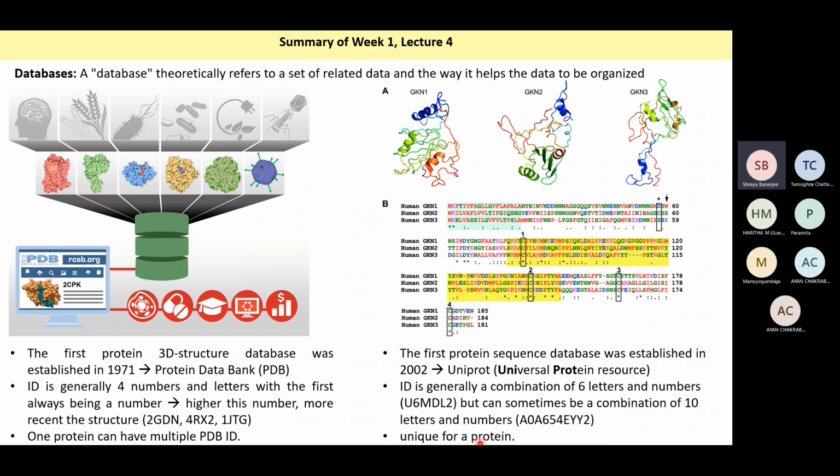Now, the UniProt ID is unique for a protein because a protein can have many different conformations, but it can only have one sequence. So as you can see here, these are different kinds of proteins and they all have different conformations. This has 3 helices here. Here the conformation is changed, the helices become shorter, but the sequence is always the same.